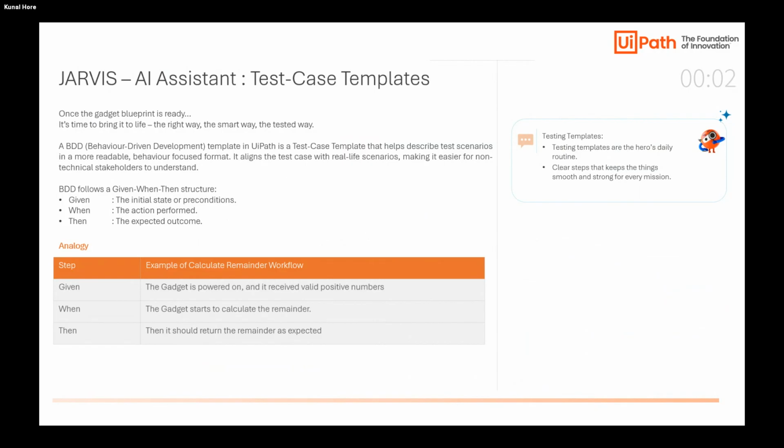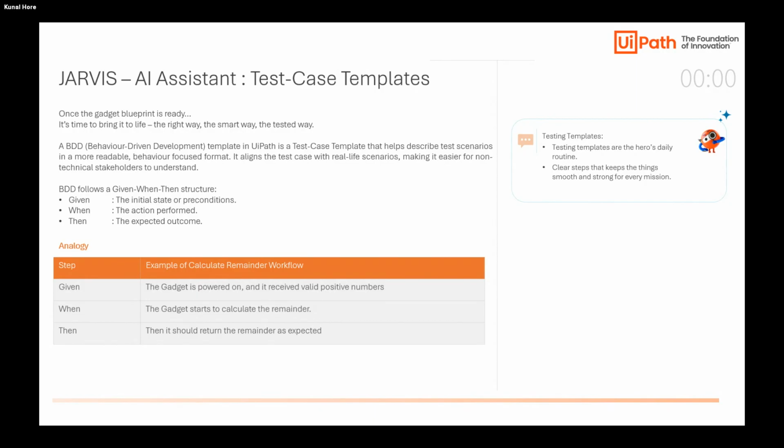In the given section, you have all your preconditions, the initial conditions, and everything goes into the given section. The when section is where you invoke your workflow, so whatever workflow you have created goes there. The then section validates your outcome, the expected output. If you have given 7 as the numerator and 3 as the denominator, then your remainder should be 1, right? That is the outcome you are going to validate, so your workflow output should match the expected result. That is your then section.